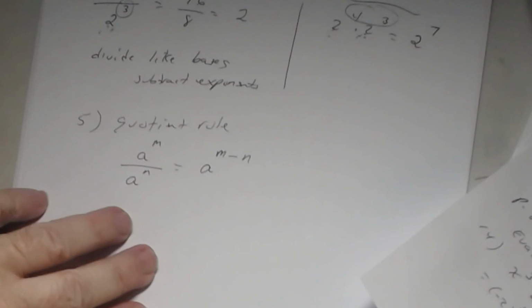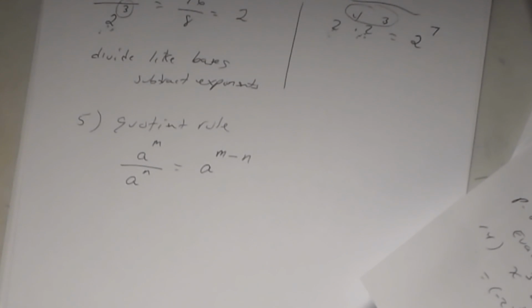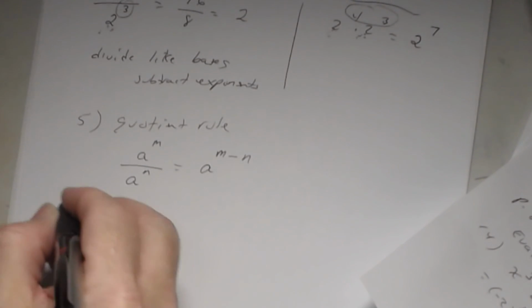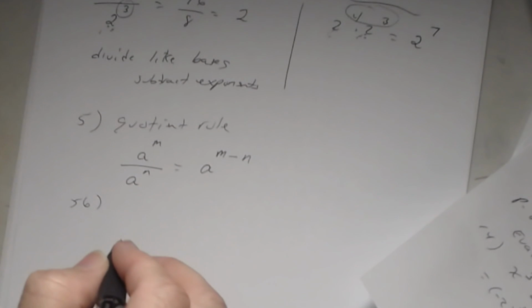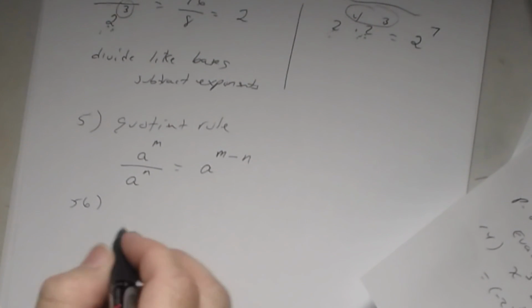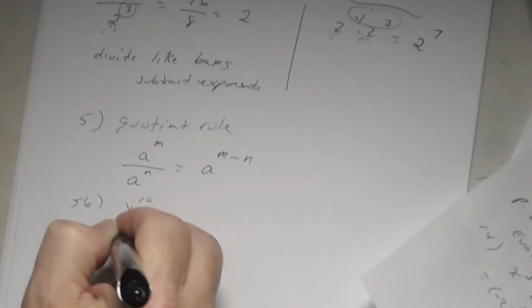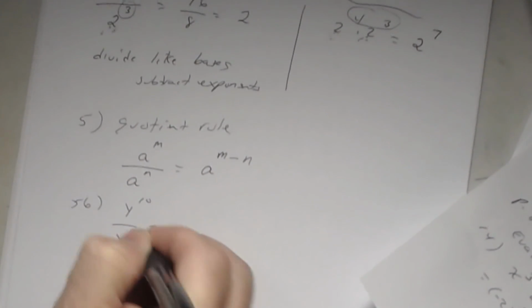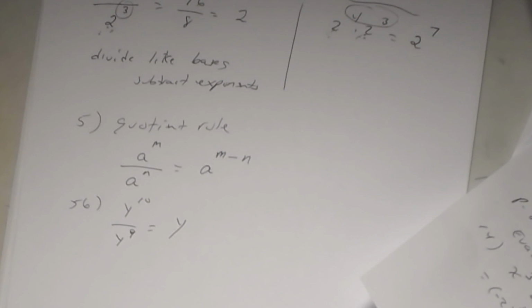All right, so let's look at this now. This is number 56. Some of these you can just do in your head real quick. This one that we're about to do, you can do in your head real quick. Y to the 10th divided by y to the 9th. What's the answer? Y to the first, but we just list it as y. That's the answer. You subtract exponents, right? 10 minus 9 is 1.